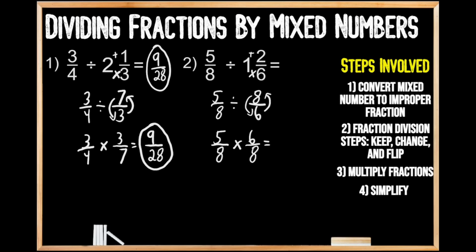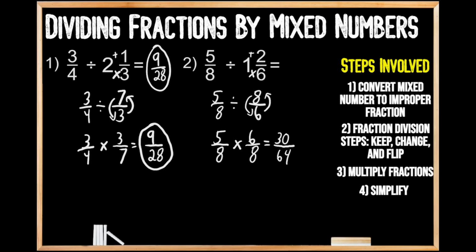Now we can move on to step number 3, where we're going to multiply these fractions. Starting with our numerators, when we multiply 5 times 6, we get 30. And for our denominators, when we multiply 8 times 8, we get 64.